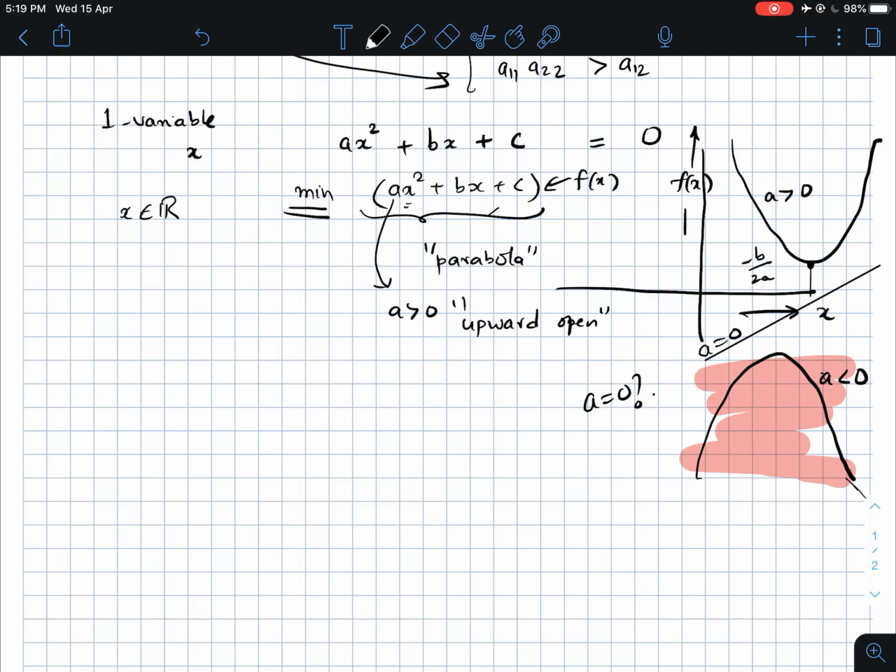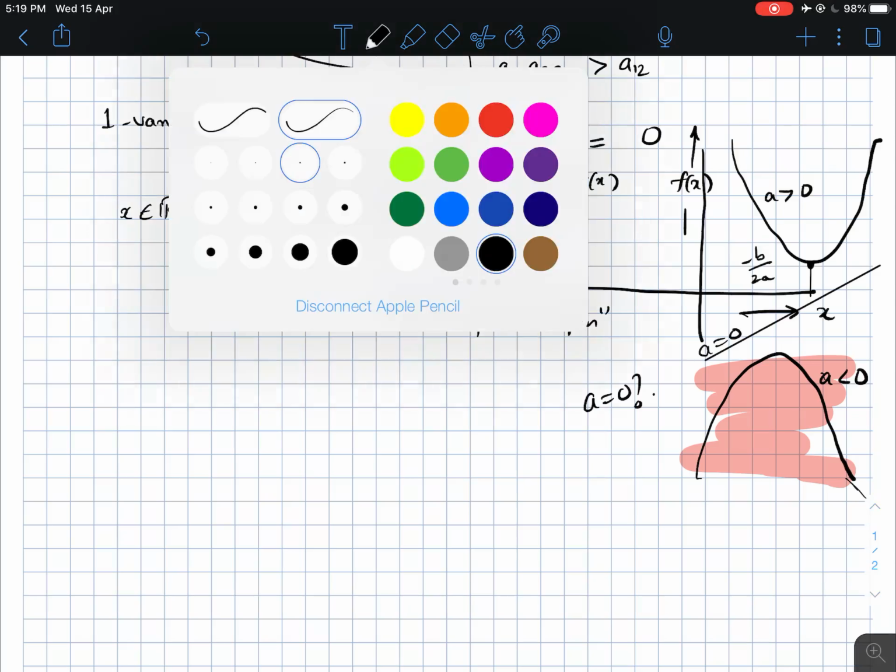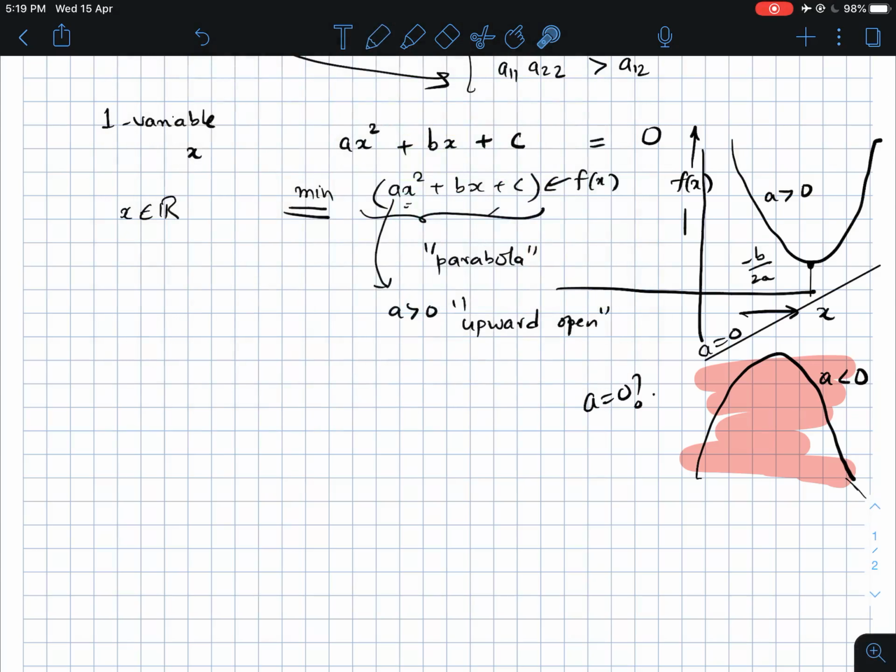With a equal to 0 also, it doesn't make sense to talk about the minimum, because if you keep decreasing x, then the function keeps going to minus infinity, right? Of course, what is the slope of this line? The slope depends on what b is. So if a is 0, then it's bx plus c. The slope is basically b, right?